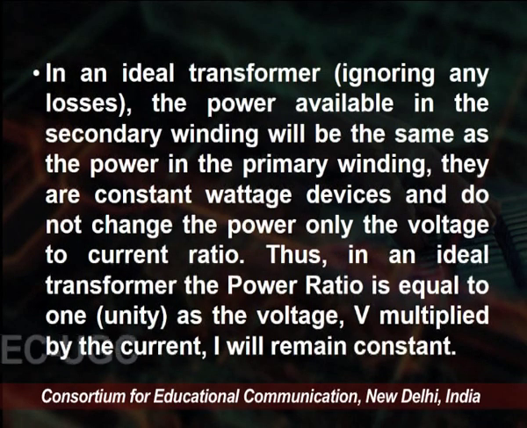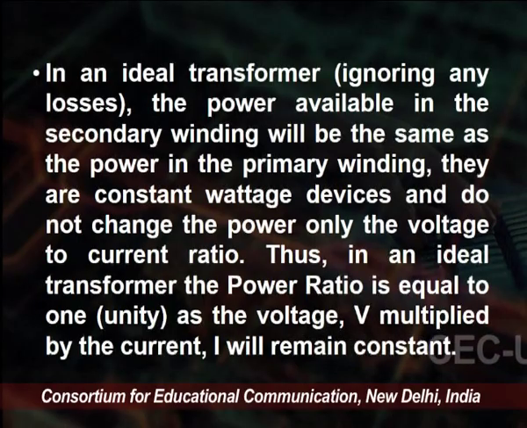In an ideal transformer, as there are no losses, the power available in the secondary winding will be the same as the power in the primary winding. So they are constant wattage devices and do not change the power, only the voltage to current ratio we can get.